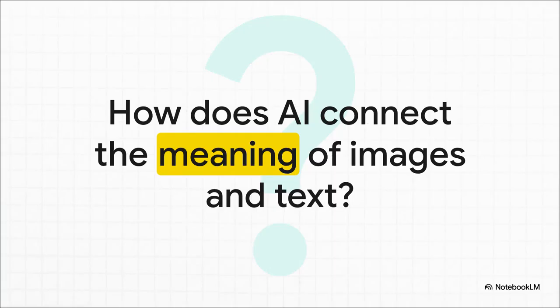And that's the next big hurdle, right? Now that the AI can read both images and text, how does it learn that they actually mean the same thing? How do you get it to connect the dots between a bunch of pixels and a string of letters?